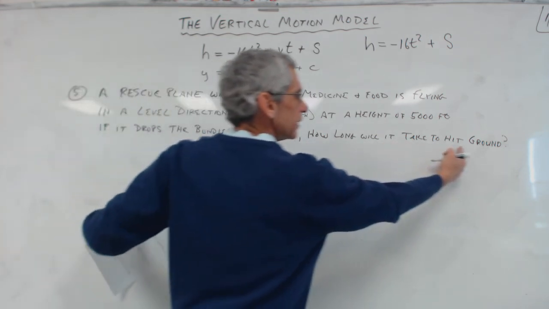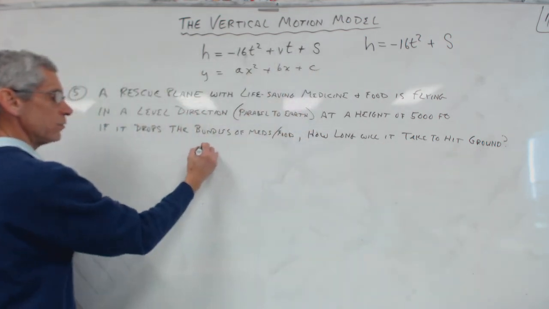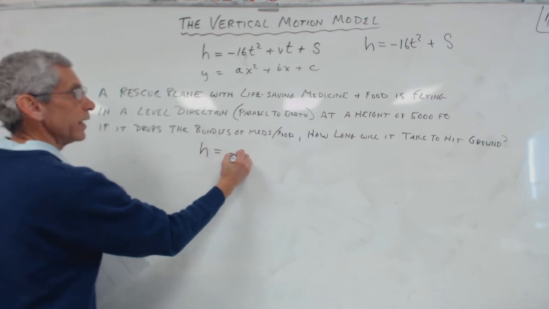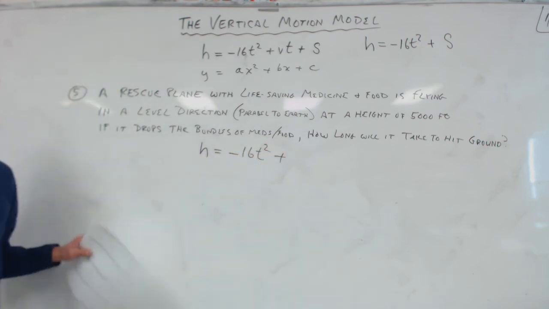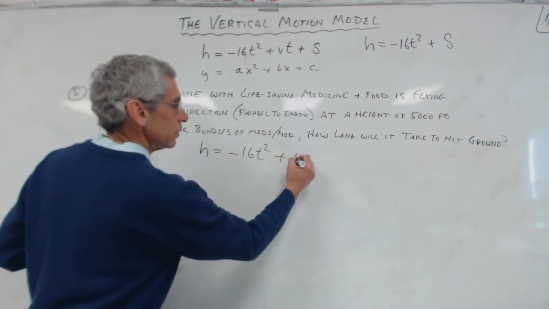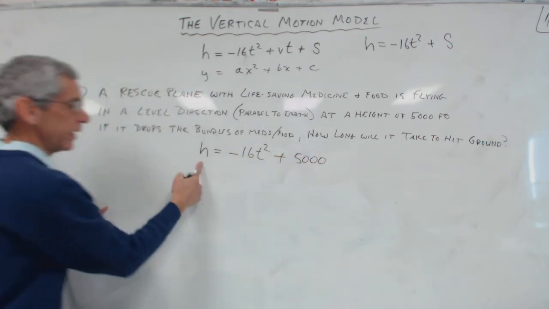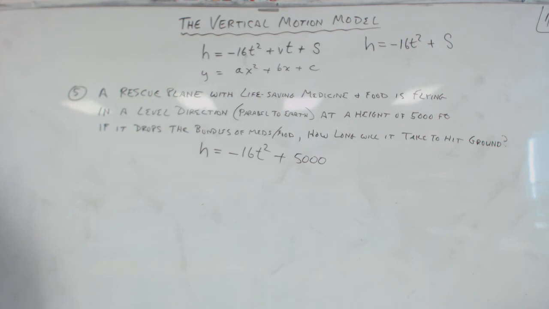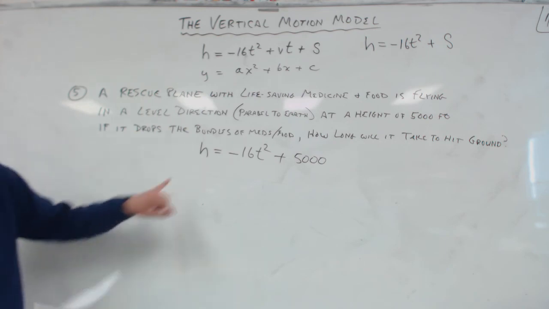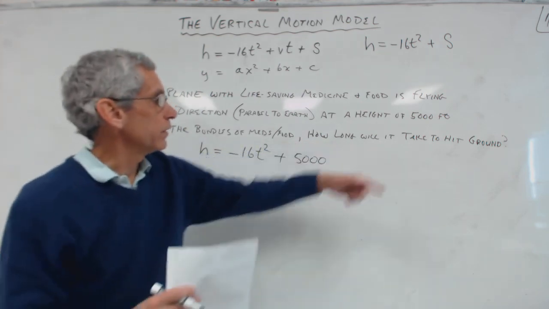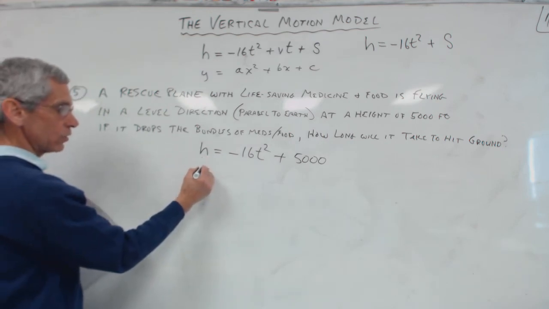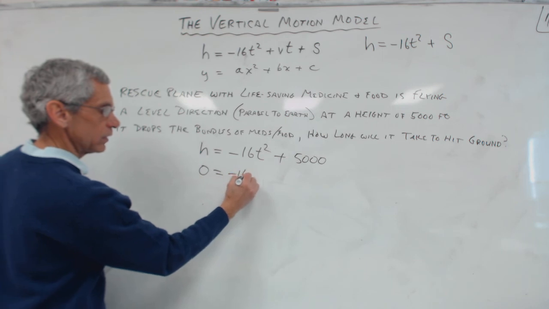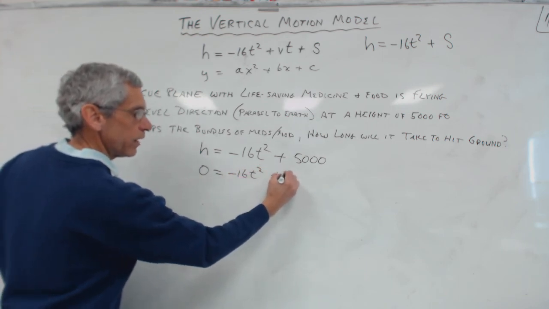How long will it take to hit the ground? Well, first of all, write my equation. H is equal to negative 16 t squared plus 5,000. And what do I have to make H? How long will it take for the height to be 0? You know, when it hits the ground. So it's going to be 0 is equal to negative 16 t squared plus 5,000.